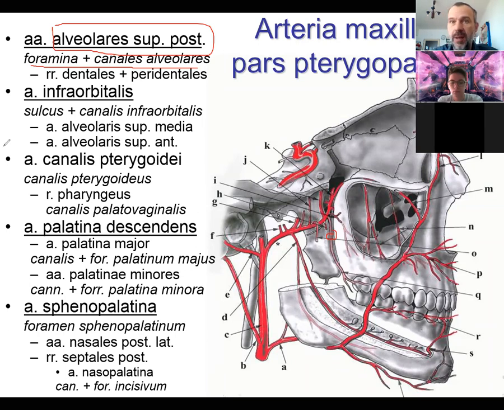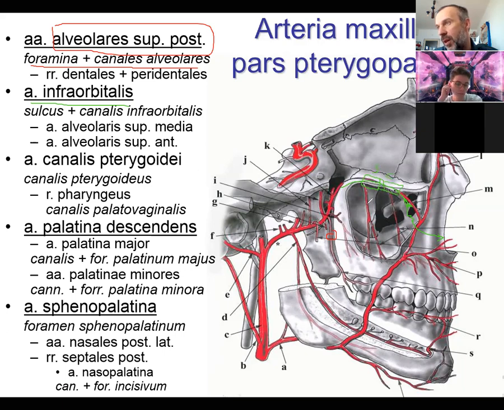Then we have the terminal branch, a continuation, which we call the infraorbital artery. And you know that the infraorbital artery finally appears here, in the infraorbital foramen, just below your pupil. And it runs in the floor, in a groove, and then it runs in a canal. So we have the groove, the sulcus, and then the canal.